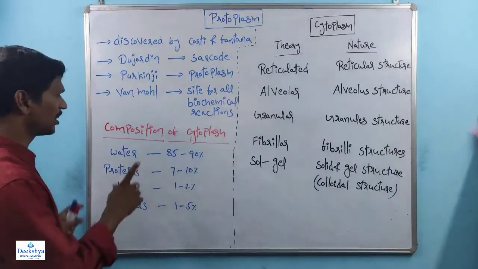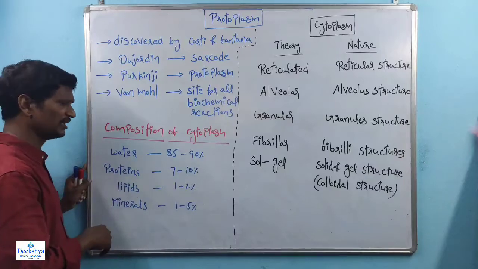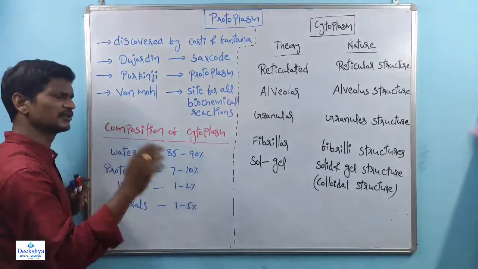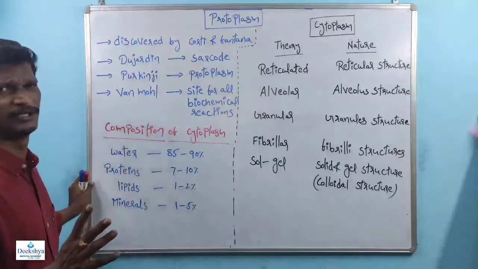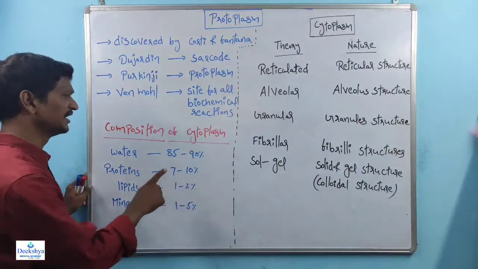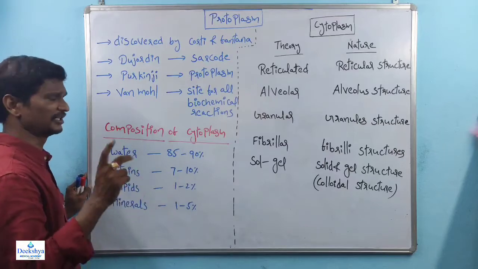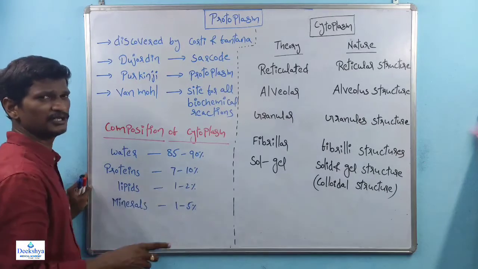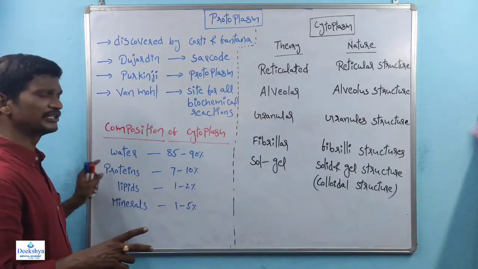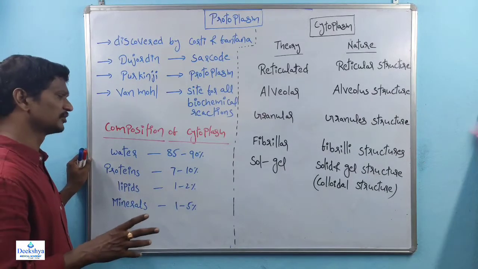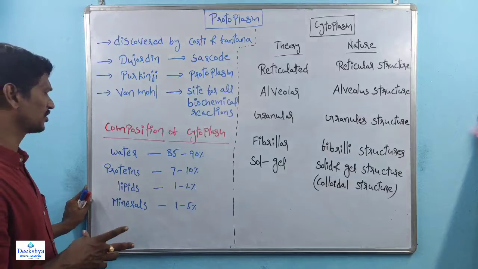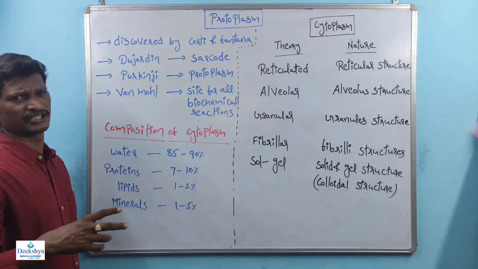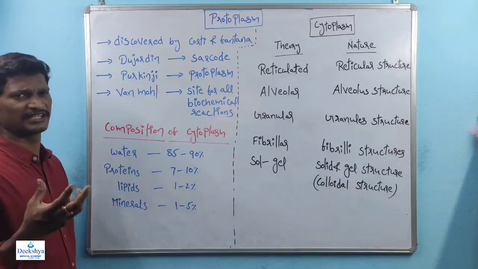So, the composition of the cytoplasm. There is water content within the cytoplasm, the majority portion, 85 to 90 percent water. And coming to protein, 7 to 10 percent. Remember, most of these proteins are involved in the formation of different cell organelle structures, and some of the proteins act like enzymes.